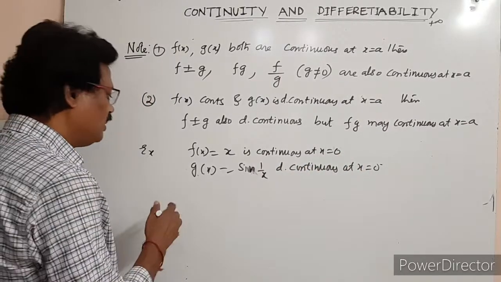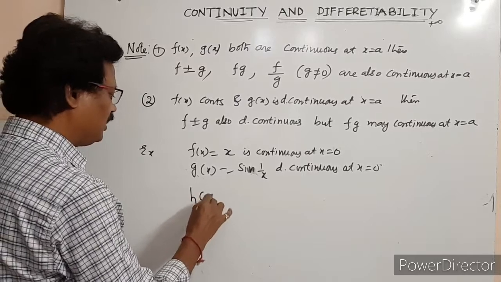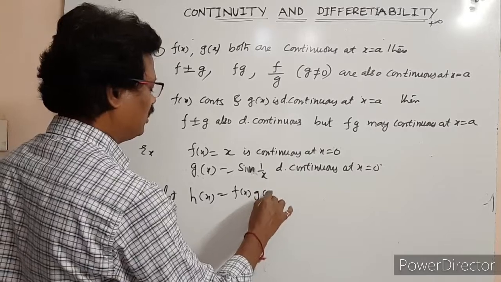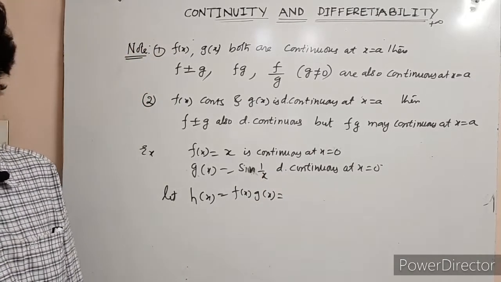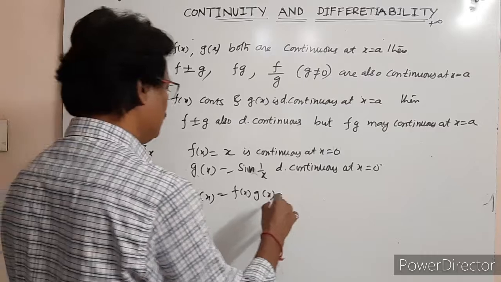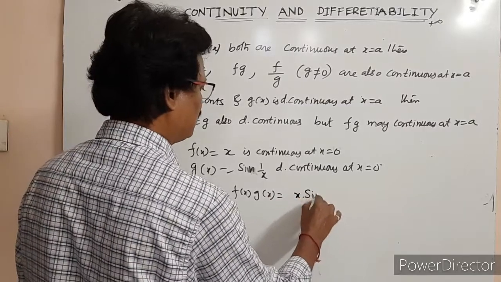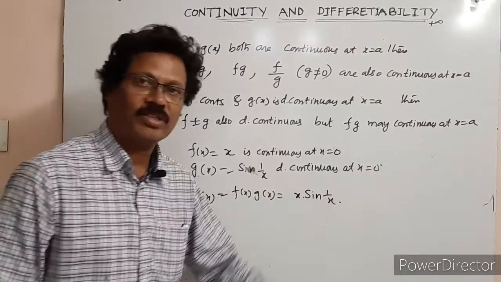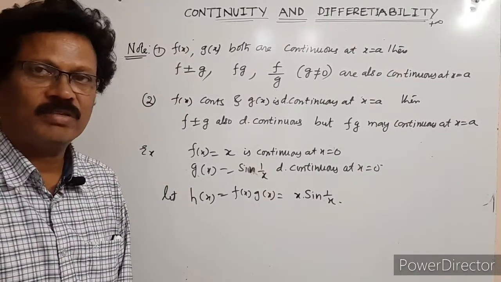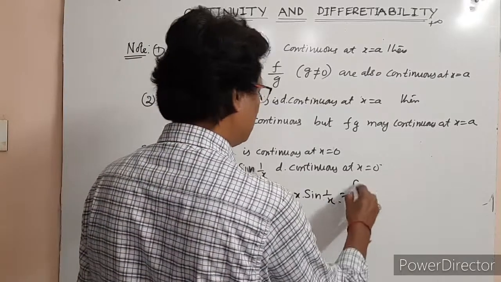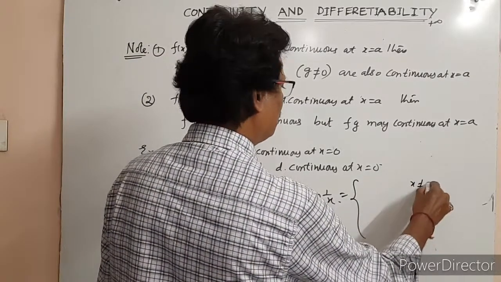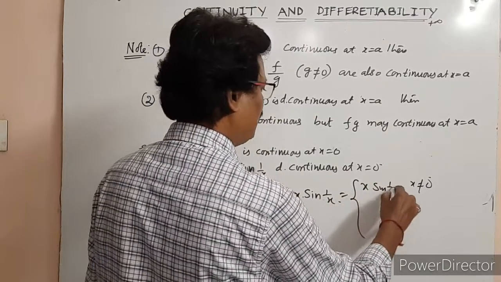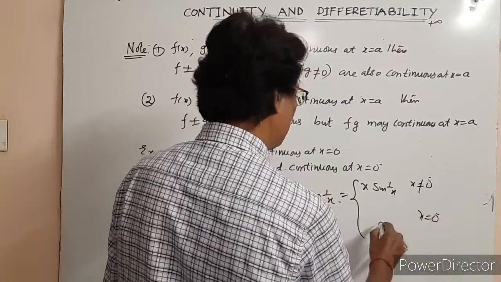Okay. Now if you see the product of these, let us consider h(x) equal to f(x) into g(x). Then what will this be? f(x) into g(x) is x into sine 1 by x. Let us see whether f(x) into g(x) is continuous or not at x equal to 0. Now this is defined like this: for x not equal to 0, it is x into sine 1 by x. If x is equal to 0, it is defined as 0.